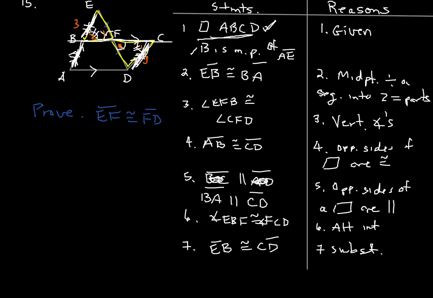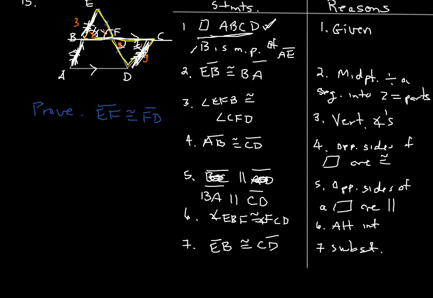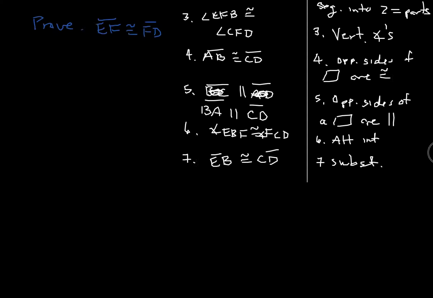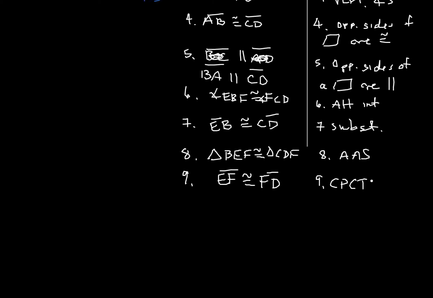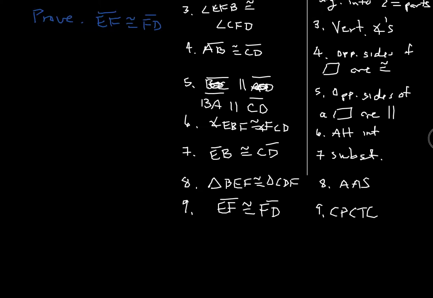And then we can say the triangles are congruent because we have angle, angle, side. So we're going to do that real quick. We're going to say triangle BEF is congruent to triangle CDF, and that is by angle, angle, side. And then finally we did that, so we can say EF is congruent to FD because they're in this triangle. So we would say CPCTC.